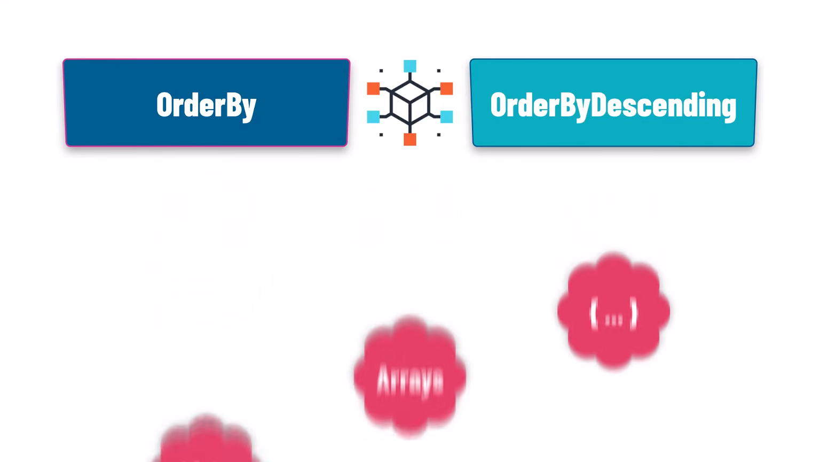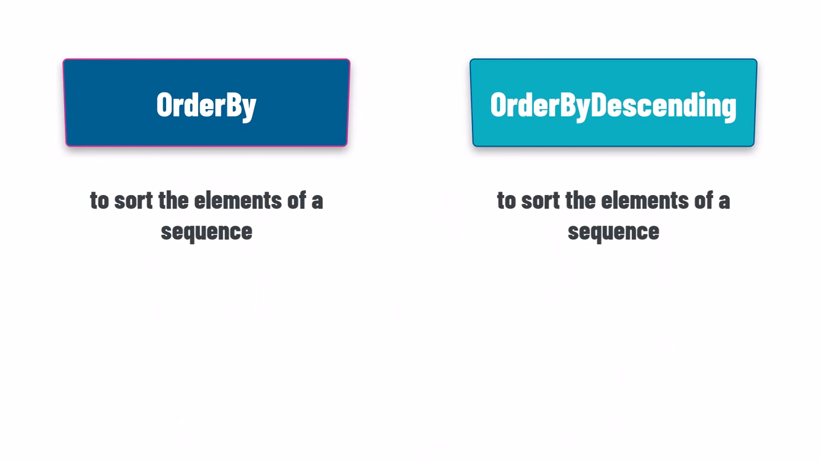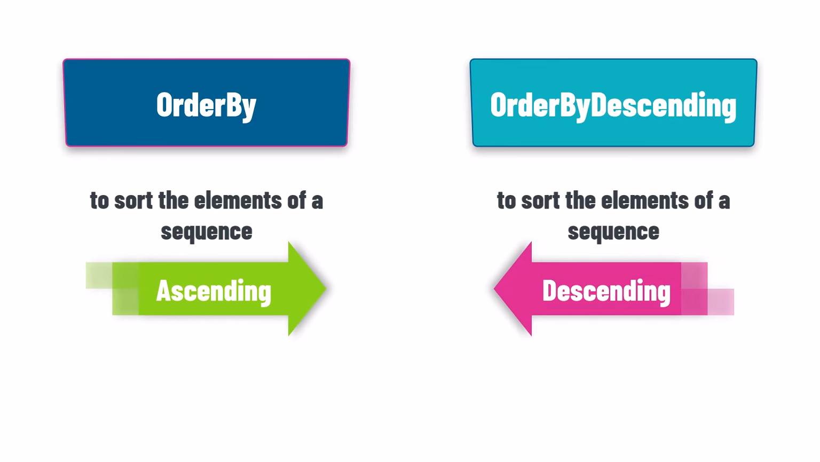Let's go. Both methods are to sort the elements of a sequence. The only difference between both is that OrderBy is to sort in ascending order, whereas OrderByDescending is to sort in descending order. Both methods have two overloads.